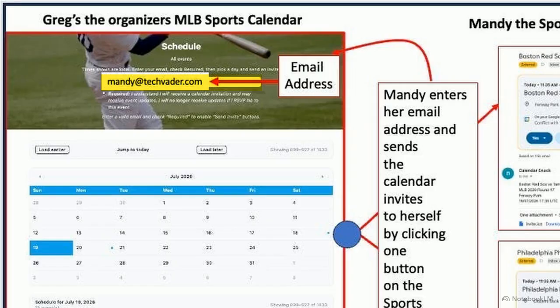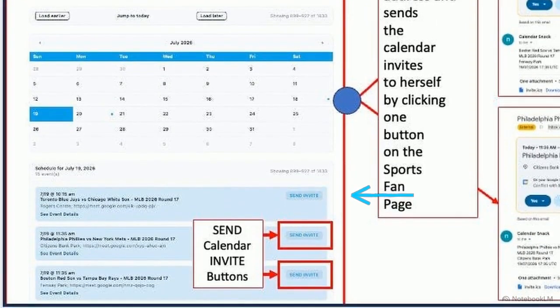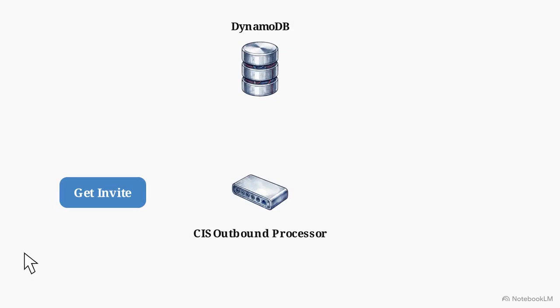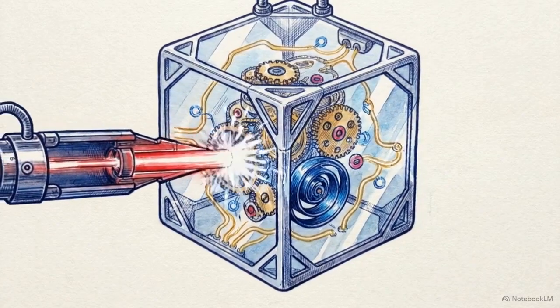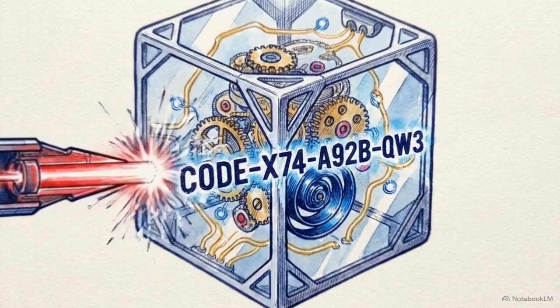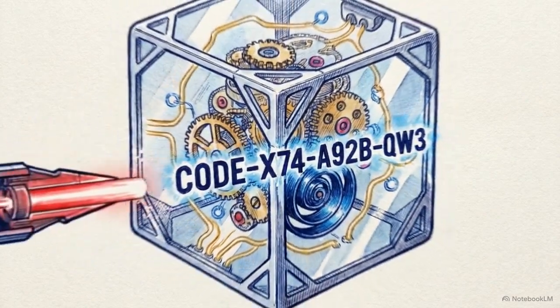On this MLB fan site, a user inputs their email address and clicks Send Invite to request a specific game payload. That click executes a REST API call straight to the CIS outbound processor. The outbound processor queries DynamoDB for that exact event's metadata and generates a client-side invite file. During generation, the system executes its most critical engineering step. It embeds a unique API UID directly into the code of the ICS payload.